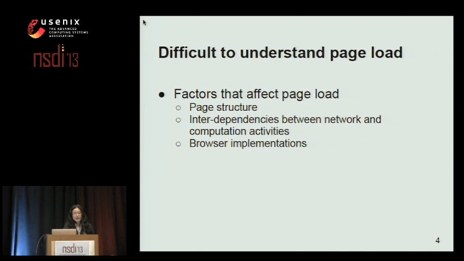It is difficult to understand page load. The main reason is that there are many factors that affect page load. This includes page structure and the interdependencies between network and computation. We know that network and computation activities inside browsers are intertwined. This also includes browser implementations. Different browsers may have a different set of policies. Next, we will give an example of how page structure affects page load, and it's easy to construct examples for the others.